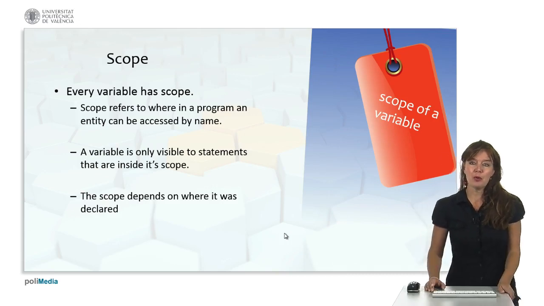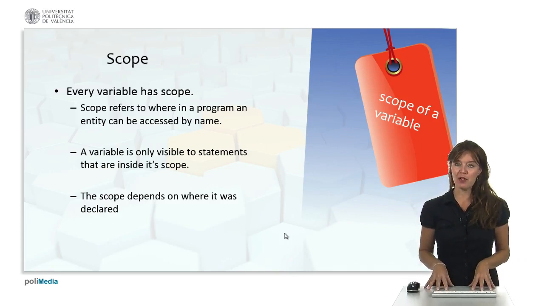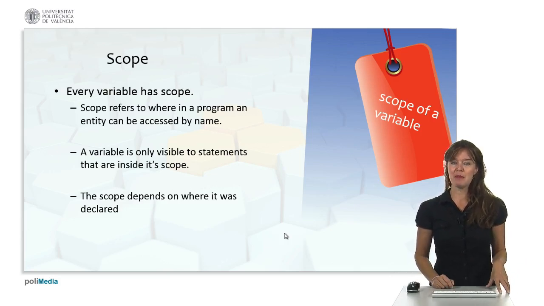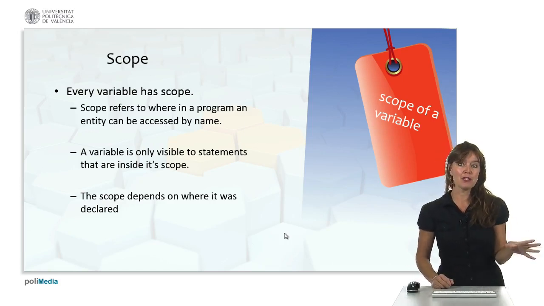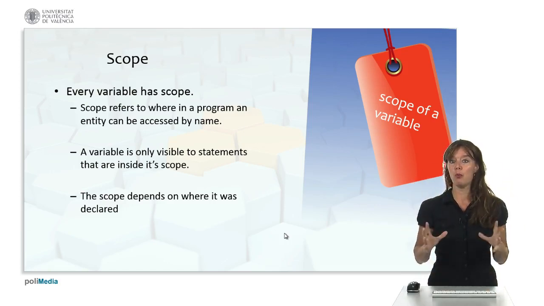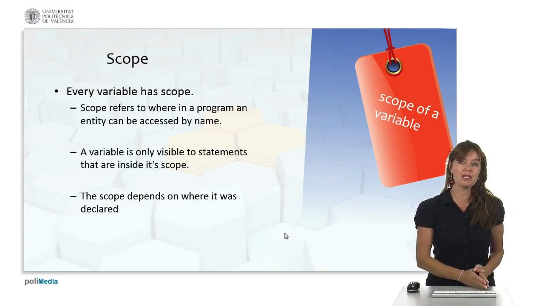So every variable has a scope. The scope refers to where this variable can be used in a program, where it can be seen. And where it can be seen, it can be accessed by other elements of the program. So a variable is only visible to statements if it's inside the scope. And the scope depends on where it was declared. We can declare it within one method, within a whole class, or within a whole package. So we can indicate when we declare a variable what we want its scope to be.